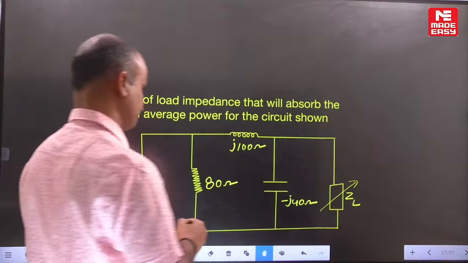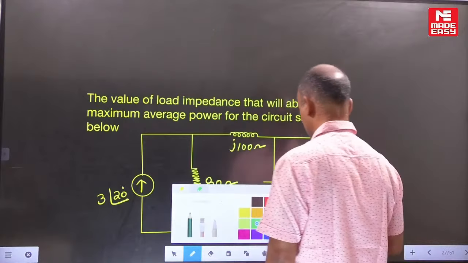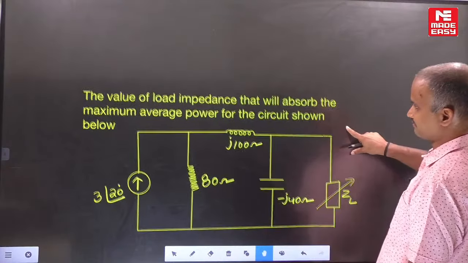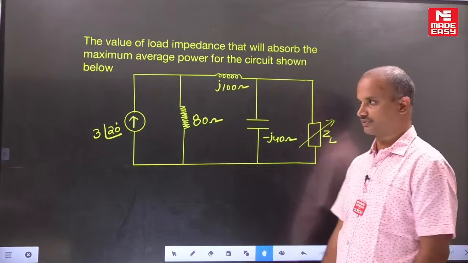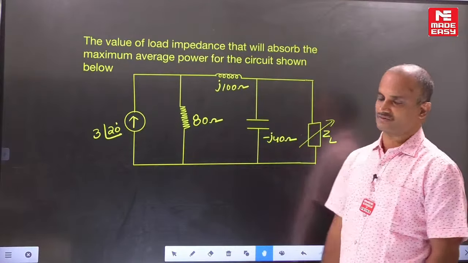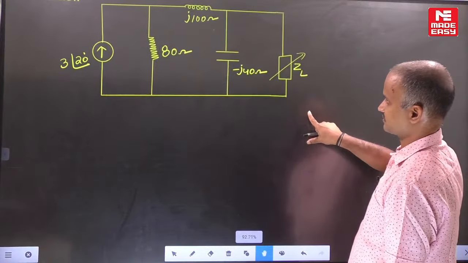Okay, very good. For this particular example, we have to find the ZL value such that we get maximum power for the circuit. That means we have to use our maximum power transfer theorem.